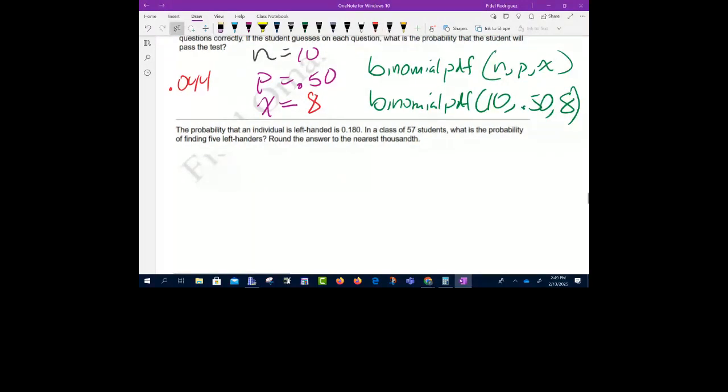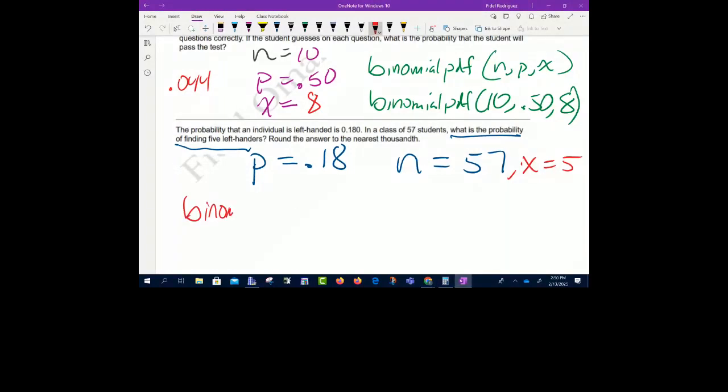I got another one similar to this, and it says the probability of an individual being left-handed is 0.18. So let's write some pieces of information down. My p is 0.18. In a class of 57 students, my n is 57. What is the probability of finding 5 people who are left-handed? Any left-handed folks here today? No? All right, we don't have any left-handed folks here.